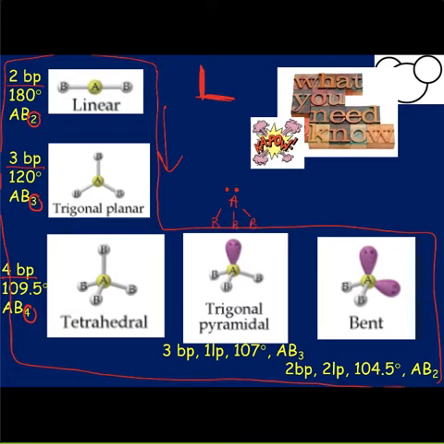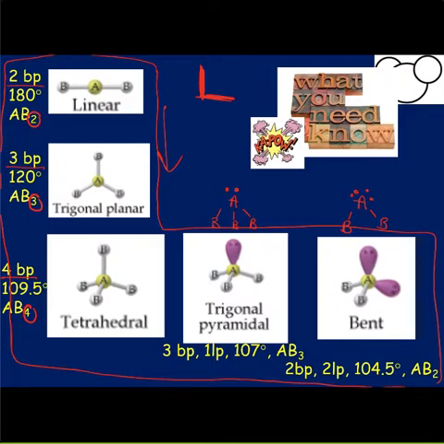And then for bent, and I give 2 names for something that has 2 bond pairs and 2 lone pairs, I say bent and V-shaped because the SEC can't make up their mind. So you just give them both. But if we are doing something that has 2 lone pairs, this is how we would represent it.